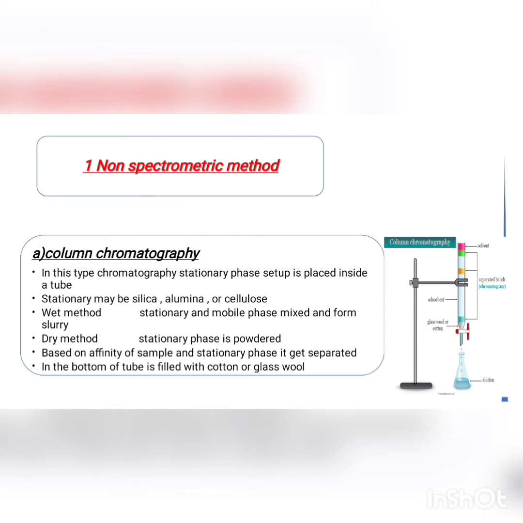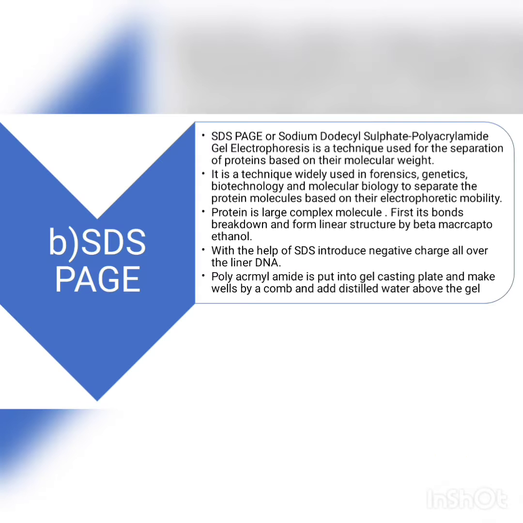So the first one is the non-spectrometric method. In this method, the column chromatography. In this type of chromatography, the stationary phase setup is placed inside a tube. The stationary phase may be silica, alumina or cellulose. There are two methods, that is wet method and dry method. In the wet method, stationary phase and mobile phase are mixed to form a slurry, but in the dry method, the stationary phase is powdered. The bottom of the tube is filled with cotton or glass wool. Based on the affinity of the sample and the stationary phase, it gets separated.